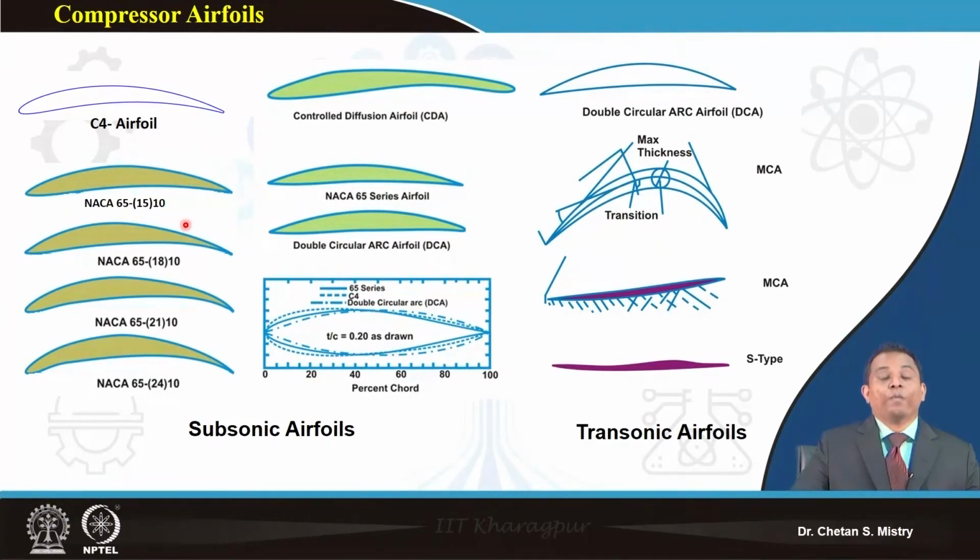Let me tell you, when we talk about the HP compressor, that is the high pressure compressor, I will show you the blades in the next session, where we have aerofoils of this kind. Though it is rotating at high speed, we still have subsonic aerofoils. On our right hand side, we have the double circular arc, as I told.